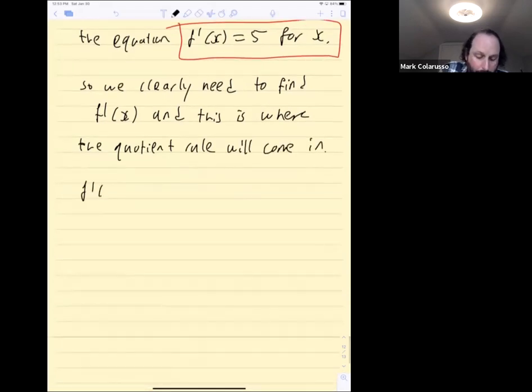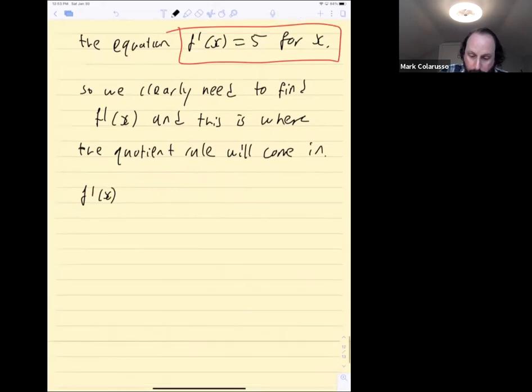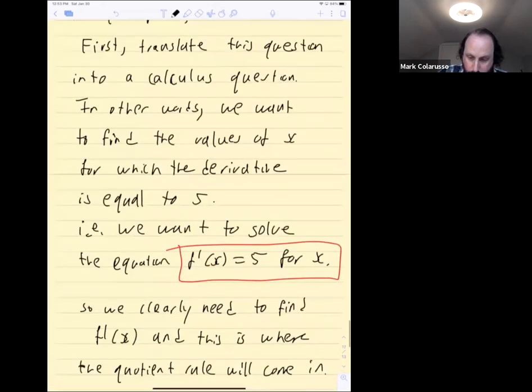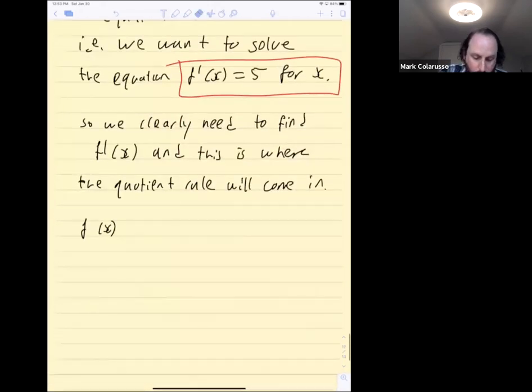Okay, so f prime at x from the quotient rule. So where did f at x go? It's kind of way up in space, right? So maybe I should write it again. So f at x is x plus 4 over 6 minus x.